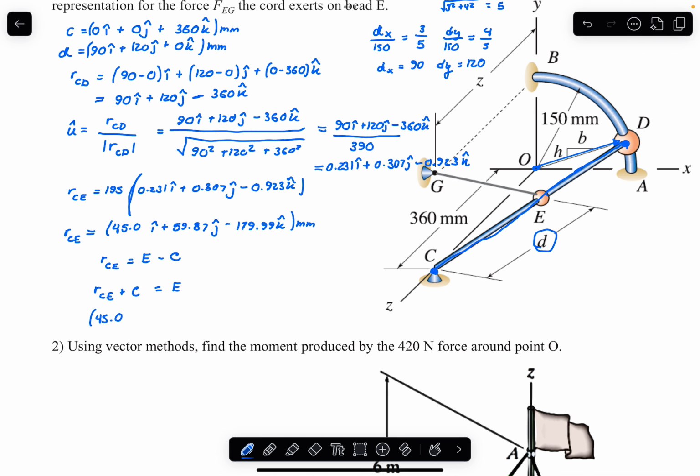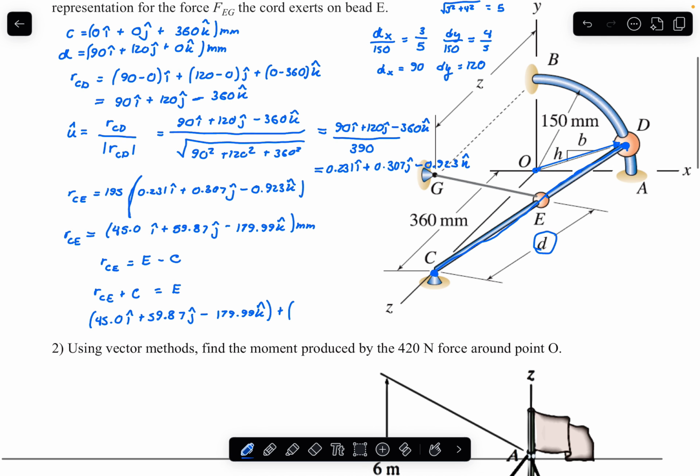45 i hat plus 59.87 j hat minus 179.99 k hat. Then you just add 0 i hat plus 0 j hat plus 360 k hat.